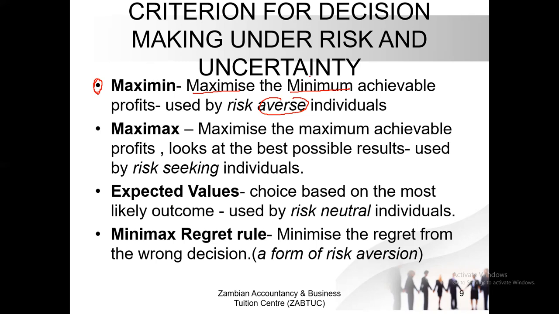We want to maximize the minimum outcomes. Where do we get the best out of the minimums? Those who are risk seekers use a rule which is called maximax: maximize the maximum achievable profits. These are people who are optimistic and they normally start from the best. Where are the best results? And they choose the highest out of the best results. Expected values are used by those who are risk neutral, and they go for the most likely outcome.